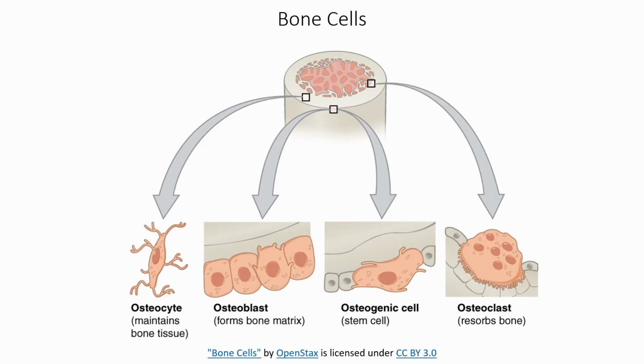So here's our different bone cells. We have our osteocyte, which maintains bone. We have our osteoblast that builds bone. We have our osteogenic cell that is a stem cell, and then our osteoclast, which is going to break bone down.